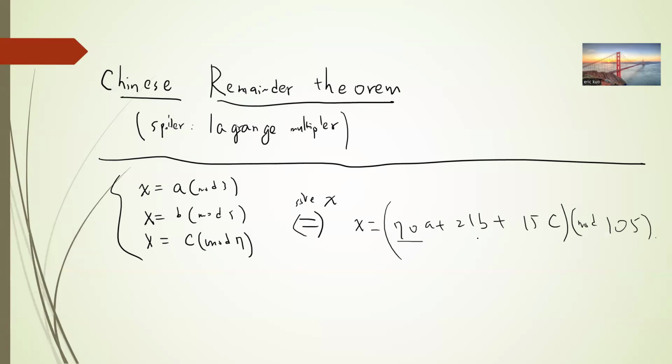So if I divide by 3, then 21 is divisible by 3, and 15 is also divisible by 3. And 70 I can write as 3 times 23 plus 1. So actually this is a mod 3.